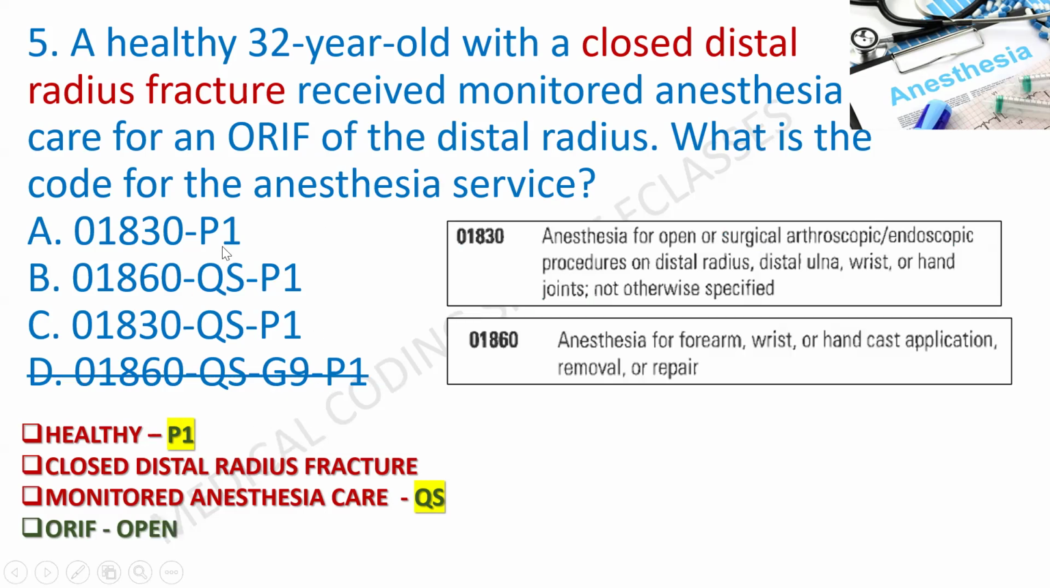And what is the difference between 25630 and 01860? One is open surgery and the other is anesthesia for forearm, wrist or hand, cast application, removal or repair.